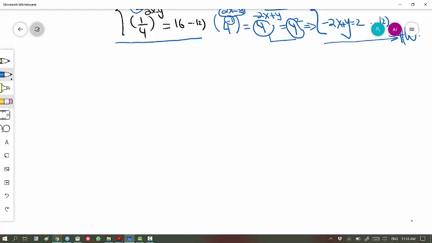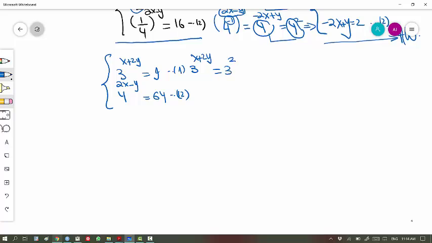Third example: 3 to the power x plus 2y is equal to 9, and 4 to the power 2x minus y is equal to 64. This is the first equation. This is the second equation. Again, I start with the first equation and try to make the basis the same. Looking at 9, I can write it easily as 3 squared. So 3 to the power x plus 2y is equal to 9, which I can write as 3 squared. Hence, I got the same basis on both sides.